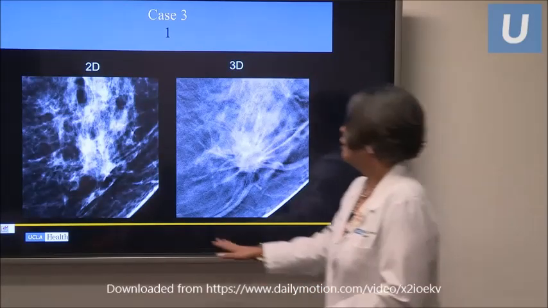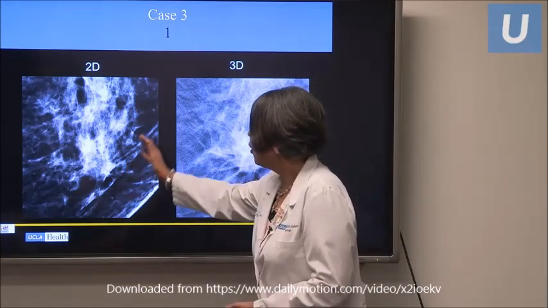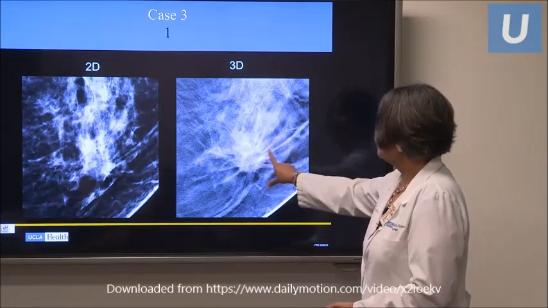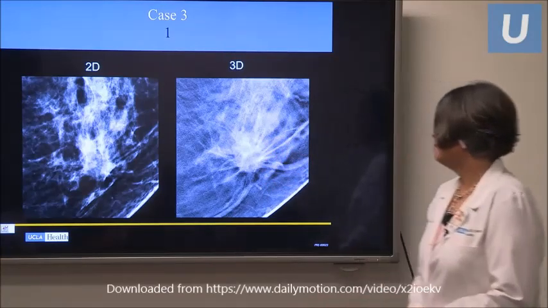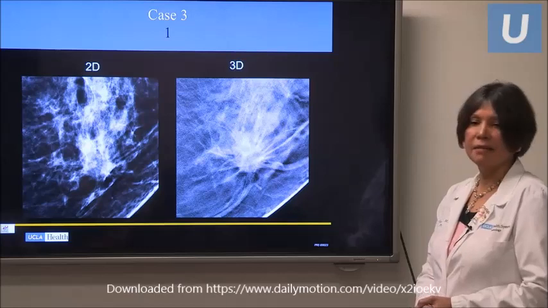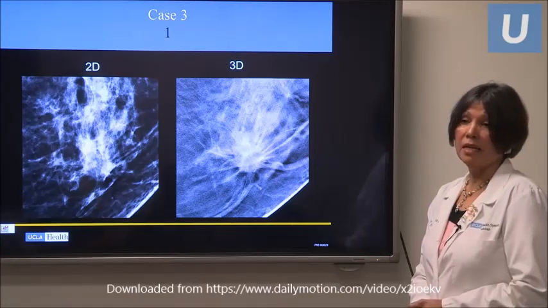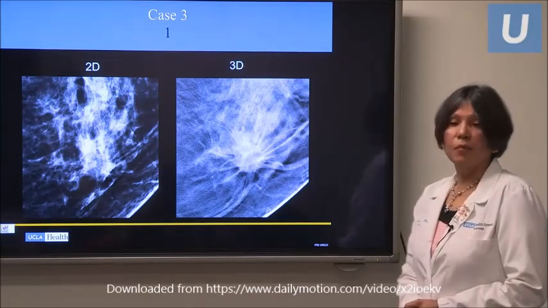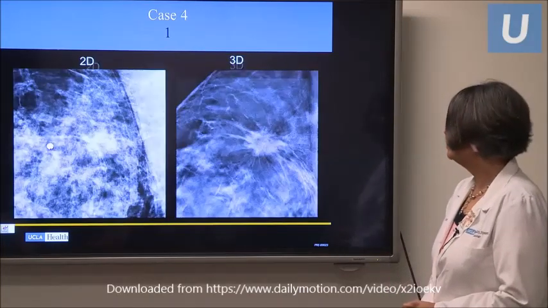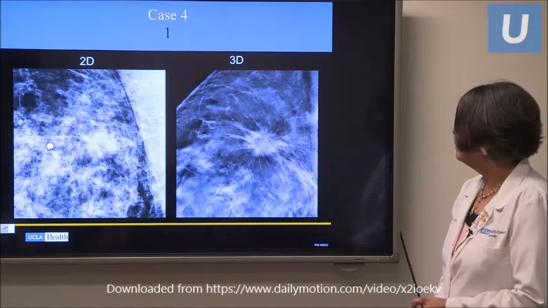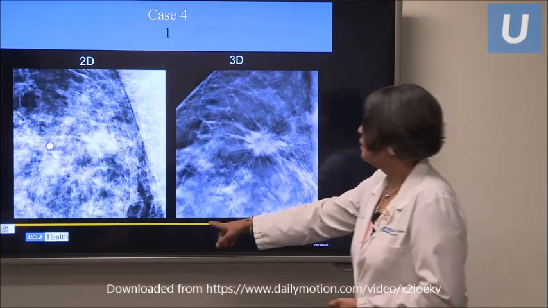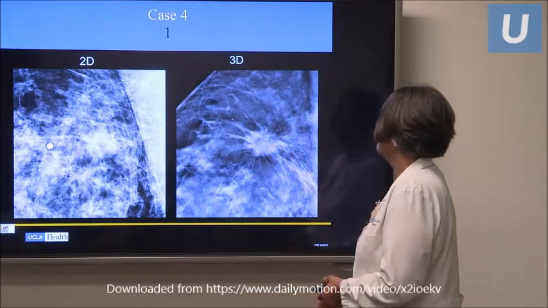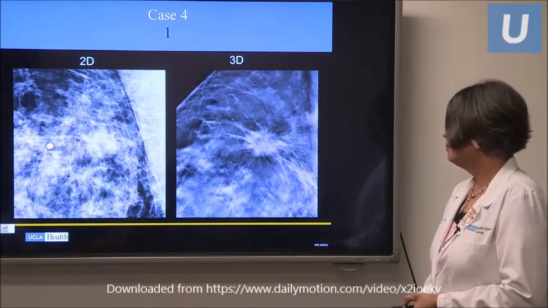Again, this one looks very smooth, not overlapping tissue. This is a two-dimensional view. And here, on the particular slice, there's a very irregular mass, which is consistent with malignancy. There are other things that can present with irregular borders, but they will still require biopsy. Again, this particular case is palpable, and here it is. We can clearly see much more detail of the malignant mass.